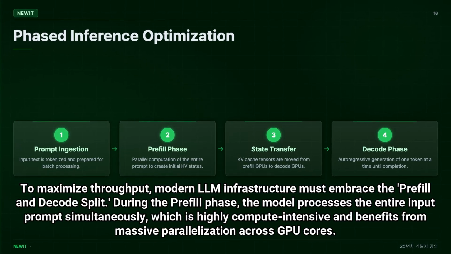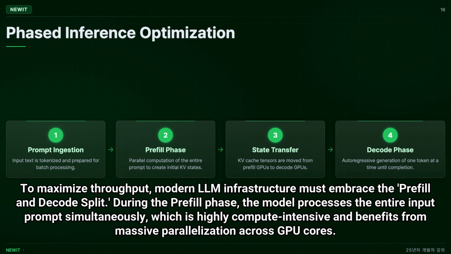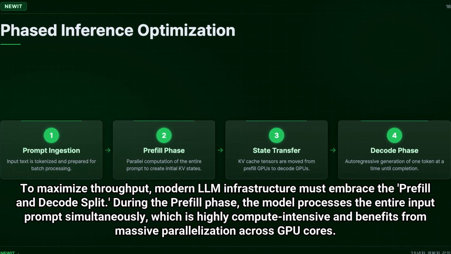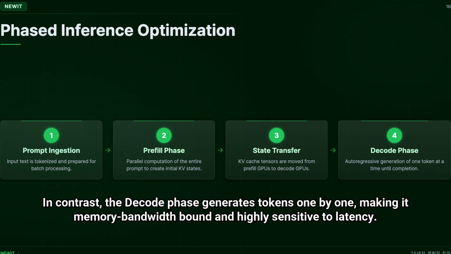To maximize throughput, modern LLM infrastructure must embrace the prefill and decode split. During the prefill phase, the model processes the entire input prompt simultaneously, which is highly compute-intensive and benefits from massive parallelization across GPU cores. In contrast, the decode phase generates tokens one by one, making it memory bandwidth bound and highly sensitive to latency.